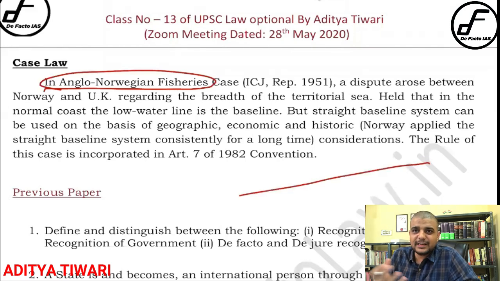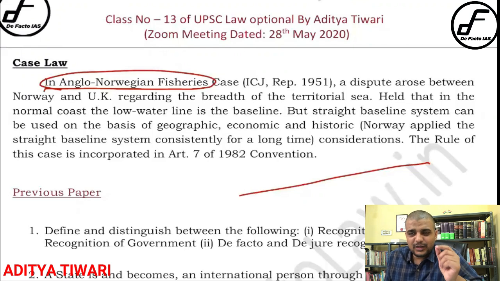The UK argued that the baseline formula should be followed because that is a part of international law. Norway said no, historically, as a part of customary law, the UK had indirectly recognized that up to here I can fish. The court held that Norway is right and awarded Norway the right to fish in that particular area of the continental shelf. It means the territorial limit of the continental shelf, right?